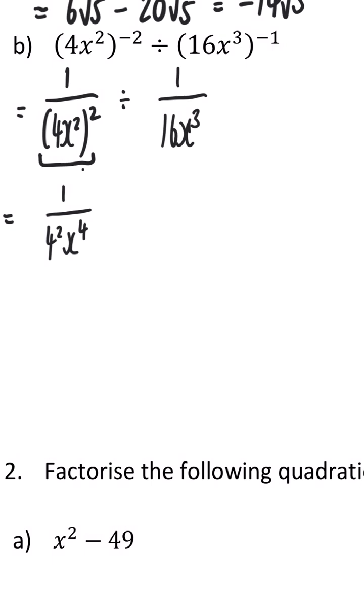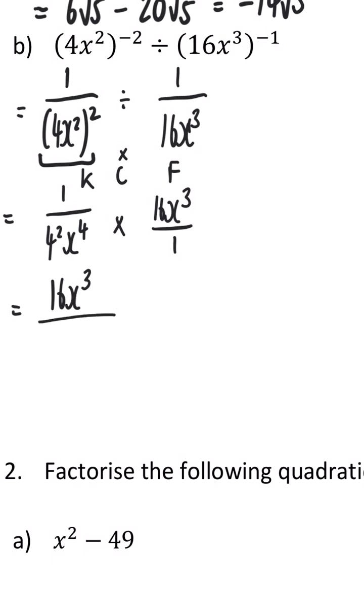And then I'm going to go, when I divide fractions, I go keep, change the sign to a multiply, and flip this fraction. So I'm going to be multiplying by 16x cubed all over 1. How do I multiply fractions together? I multiply the numerators, I multiply the denominators. So on the top I have 1 times 16x cubed, which is just 16x cubed, and on the bottom I have 4 squared, which is 16, x to the power of 4 times by 1.